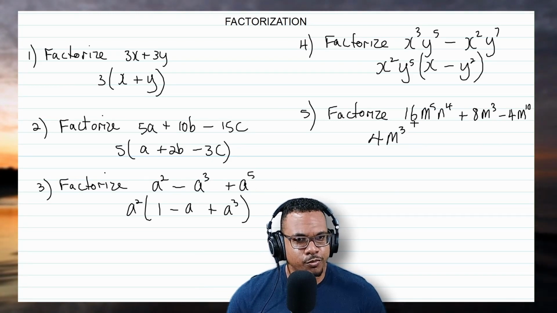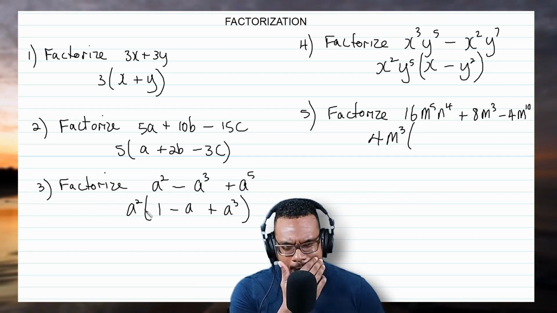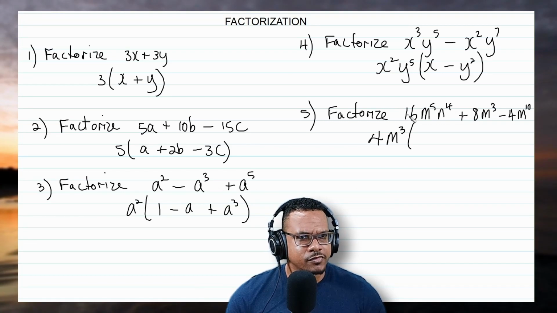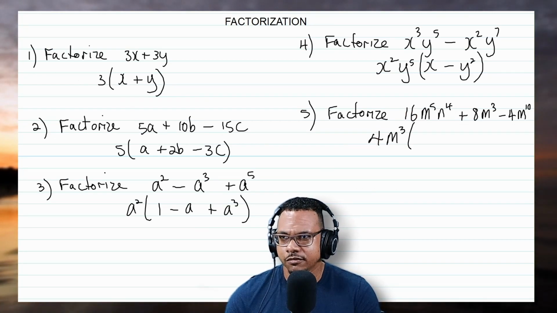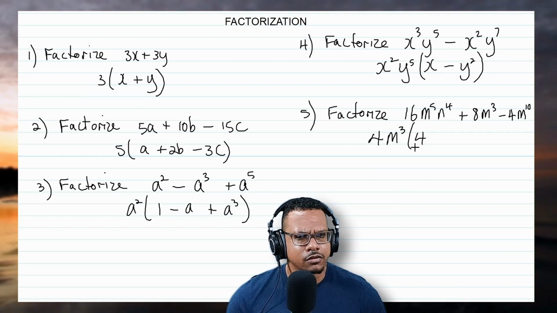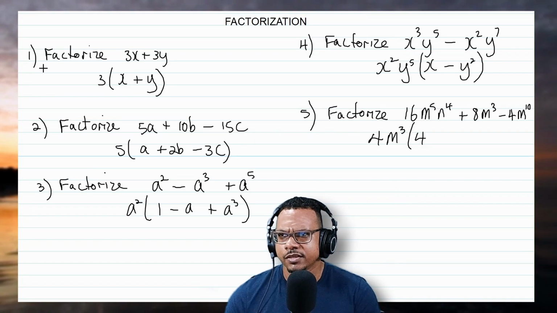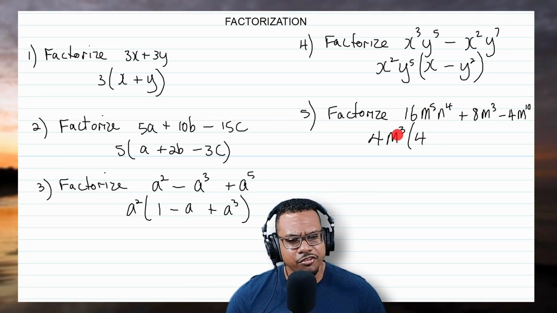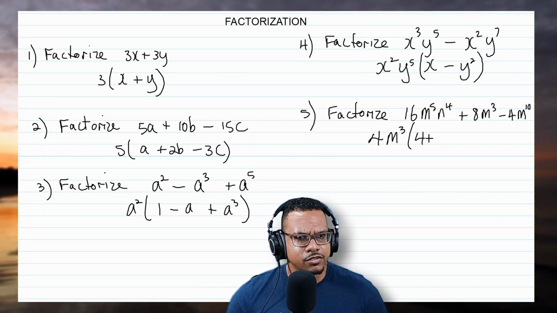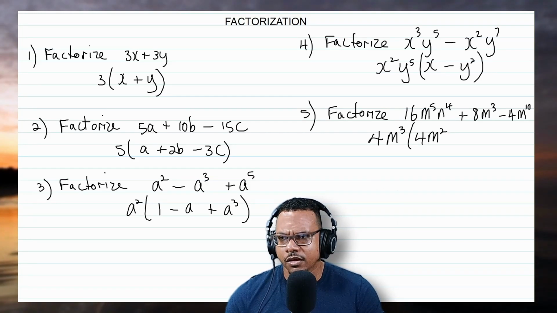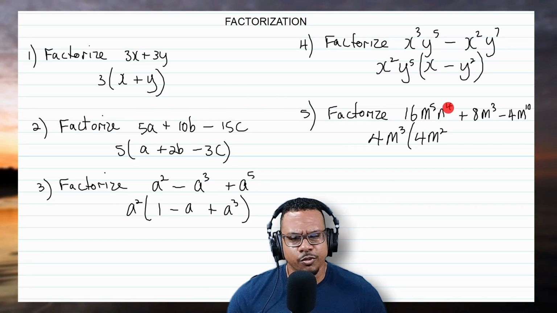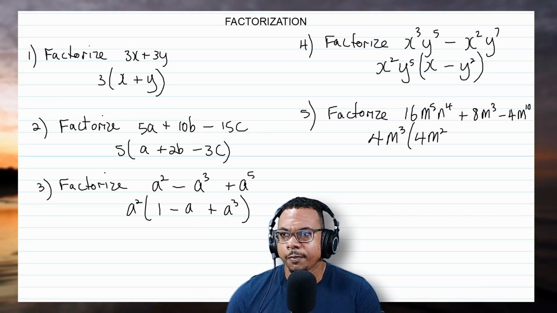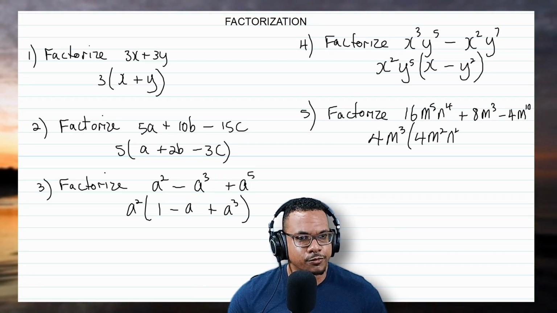So we're going to open brackets. And then we're going to say, 16 divided with 4, which is 4. Then we're going to have the m to the power 5 divided with m to the power 3. Take away the powers, 5 take away 3, which is 2. So you're going to get m to the power 2. And obviously, there's nothing to divide with the n to the power 4, so we're just going to bring it back. So we write back n to the power 4.